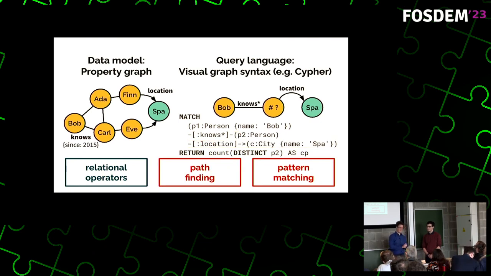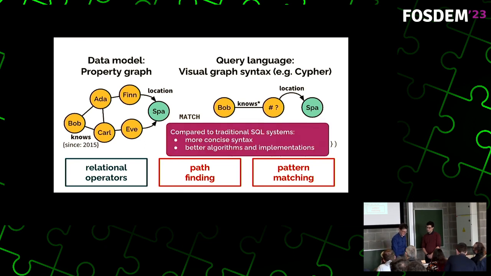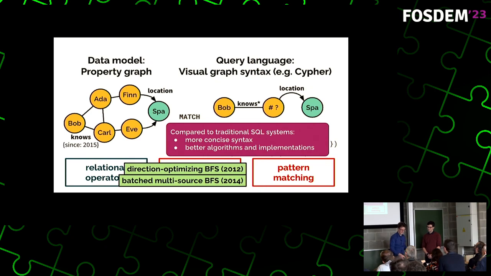So what is interesting from a future work perspective on graph databases? Obviously, relational operators are quite well known at this point, and there are endless papers and techniques on how to implement these. But we believe that pathfinding and pattern matching is really good in graph databases compared to traditional relational systems because they provide a more concise syntax and better algorithms and implementations. Interestingly enough, even in the last 15 years, there have been lots of papers on better BFS algorithms, better factorized representations for graph patterns, multiway worst-case optimal joins, and so on.